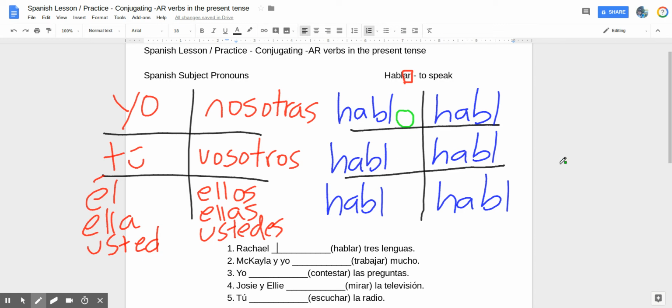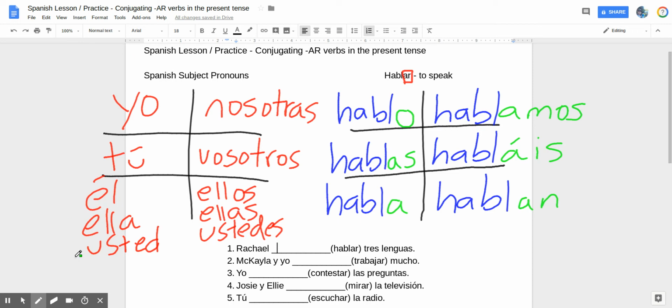Now, the tú version is hablas. That means you speak. The he, she, usted version is habla. So he speaks, she speaks, you formal speak. The we version, or nosotros version, is hablamos. The vosotros is habláis. And then the they version, or the ustedes version, is hablan. So I can use this pattern to conjugate all of these verbs in these 5 sentences down here correctly.